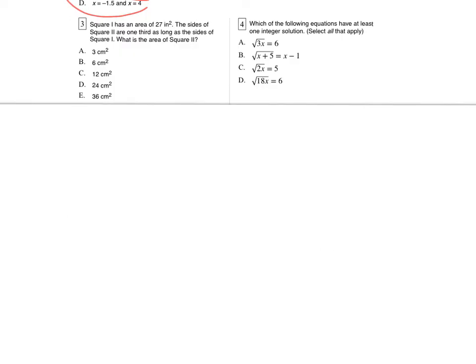All right, number 3 here, it says that square 1 has an area of 27 square inches, and then the sides of square 2 are 1/3 as long as square 1. What is the area of square 2? So I would kind of draw the squares here. So square 1 is an area of 27, and then this one we don't know the area. So I would actually find the side lengths here.